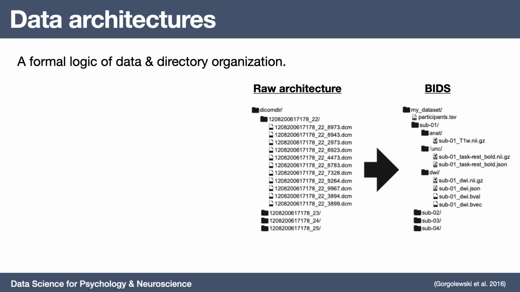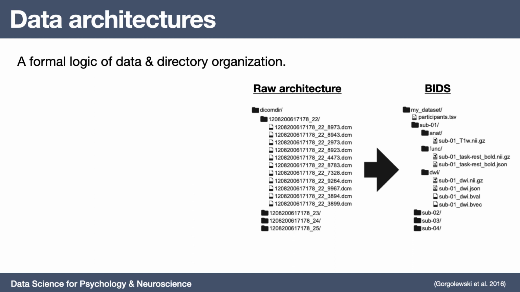You see sub-01 underscore T1w.nii. That tells me right away that that's the T1 anatomical image for subject 1. If you go into the functional images, sub-01 underscore task-rest tells me that this is the resting state BOLD image. And the JSON file probably tells me meaningful information about how that was collected.